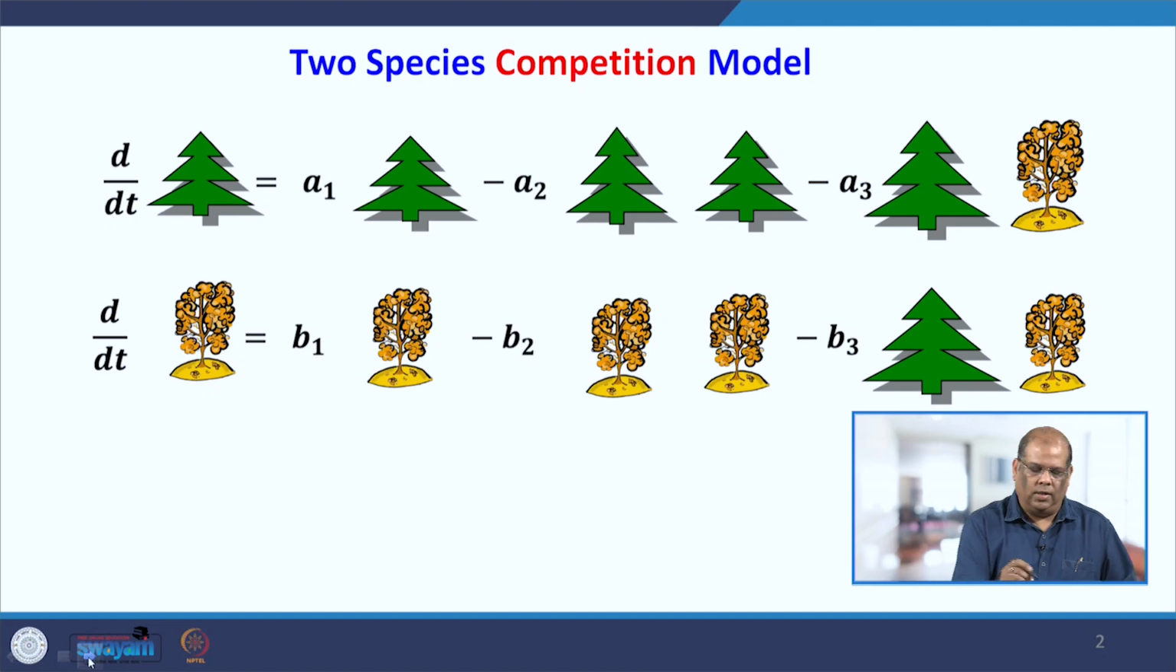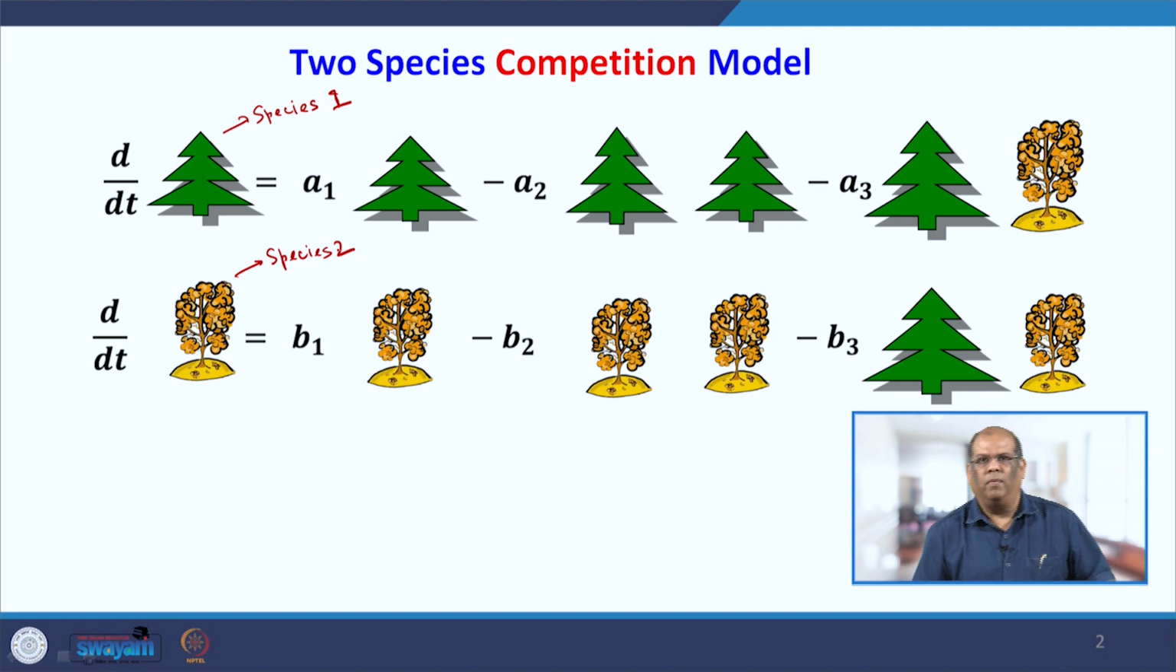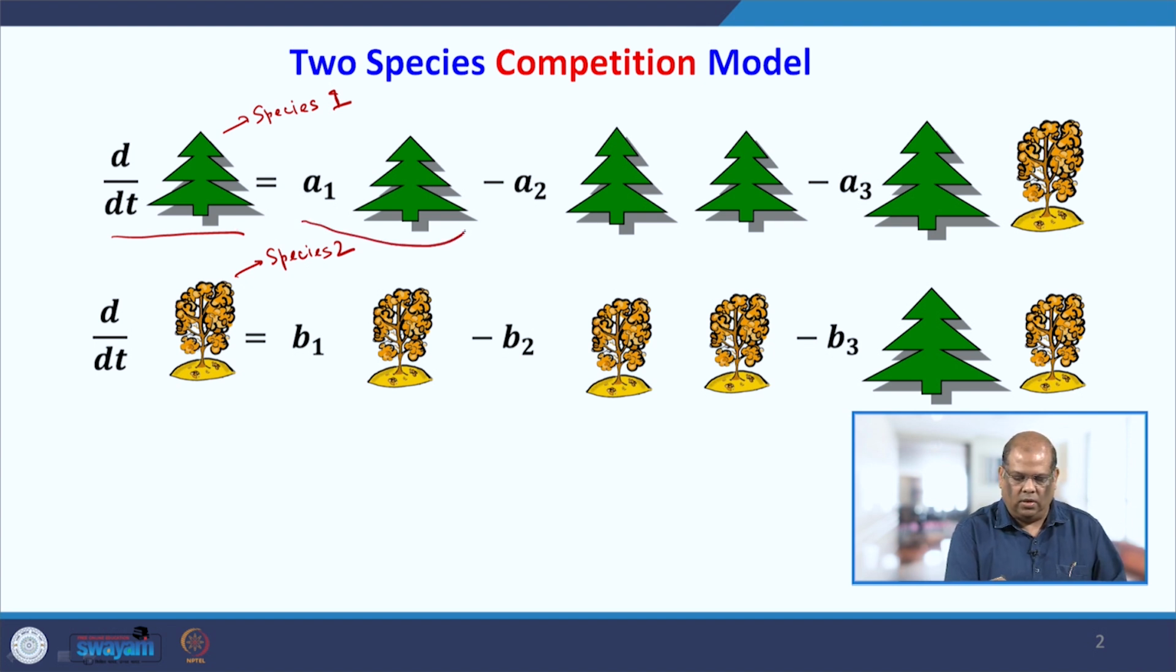Say this plant is some species 1 and this plant is some species 2. In plants, they compete for space, nutrition, and sunlight, and hence this competition model. The left hand side which you see is the rate of growth of species 1. It depends on exponential growth, that is A1 times the species.